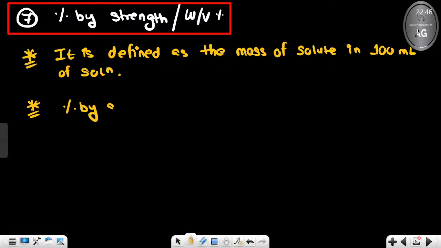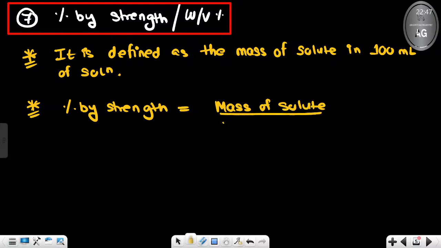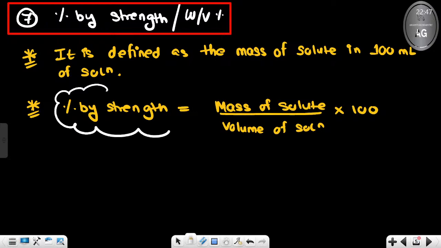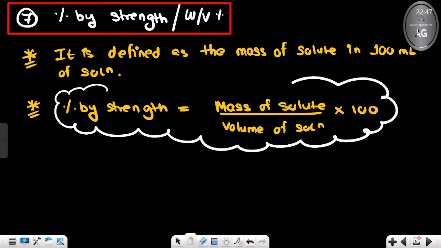Percentage by strength formula. What is going to be the formula? Mass of solute in gram divided by volume of solution into 100. Clear? Formula important. Okay. Clear or not? Just check it out fast.